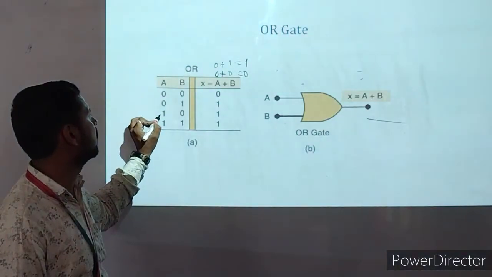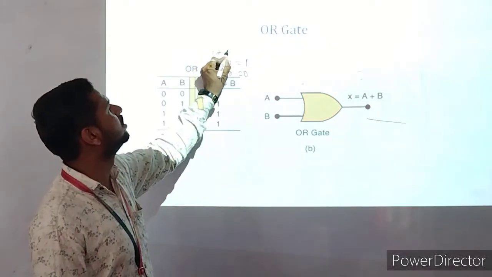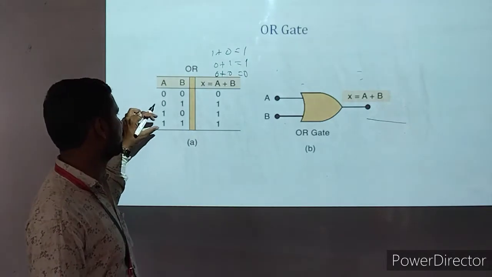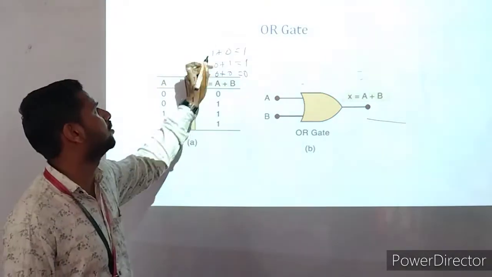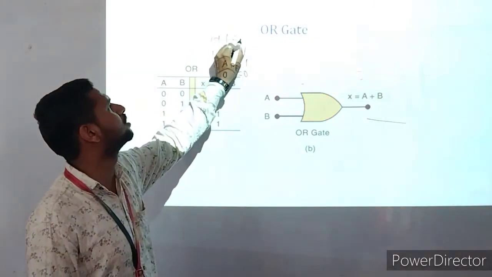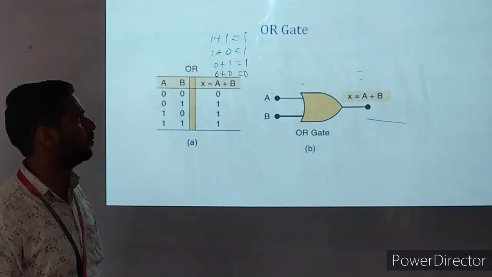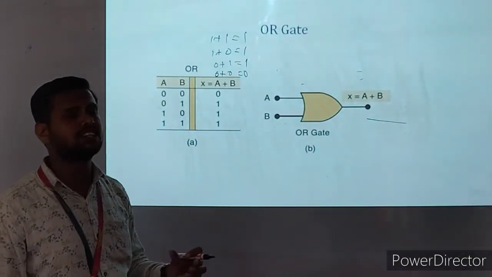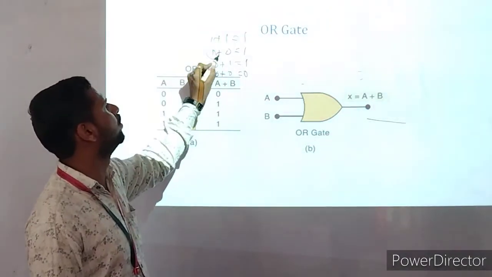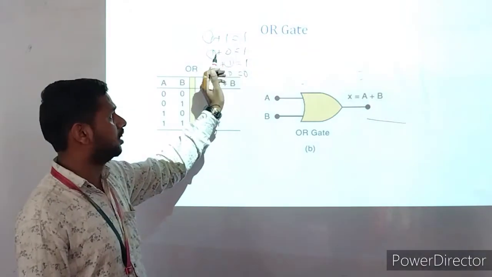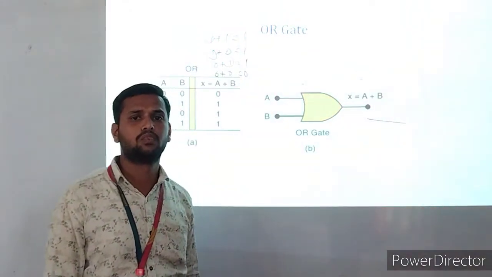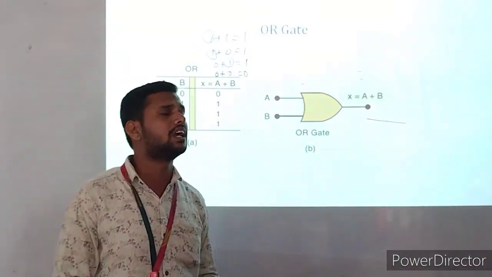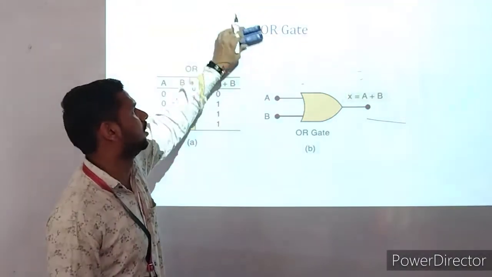Next possibility is a is equal to 1, b is equal to 0, and the output will be 1. And last, when the two inputs are equal to 1, at that time the output will be 1. It means 1 plus 1 is equal to 1. So what does the OR gate say? If only one input is equal to 1, the output will be 1. If one or more inputs are equal to 1, at that time the output will be 1. That is the logic of the OR gate.